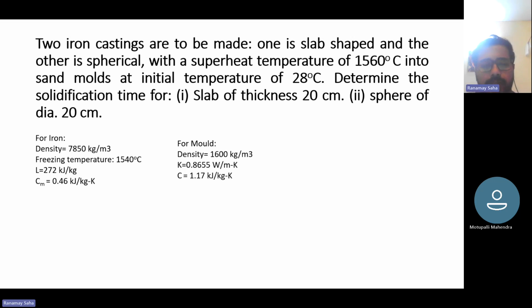I hope you are trying to solve this problem. Solving this type of problem will help in clearing your fundamentals of the casting process, and how the thermal gradients govern the casting and solidification process. Let's try, then we'll discuss.